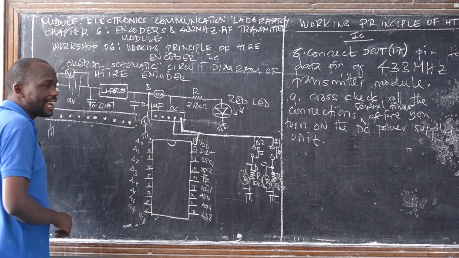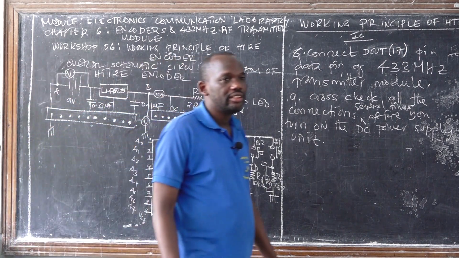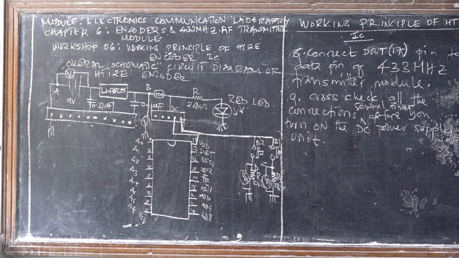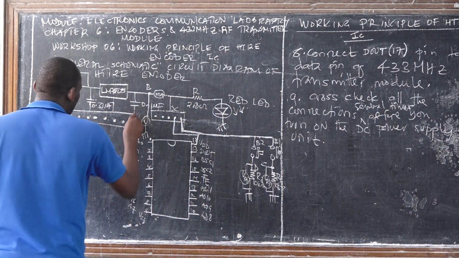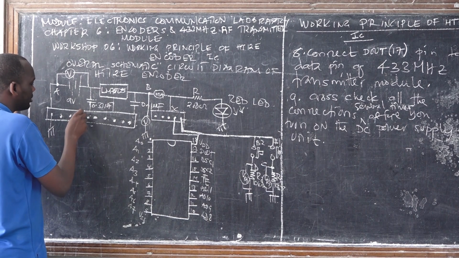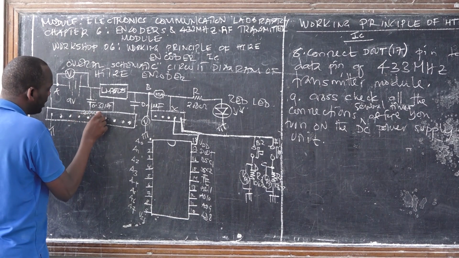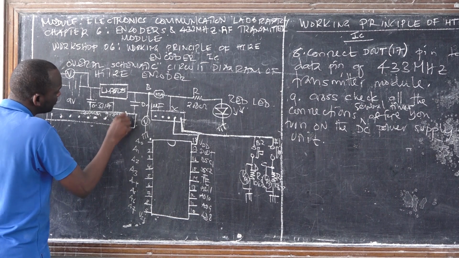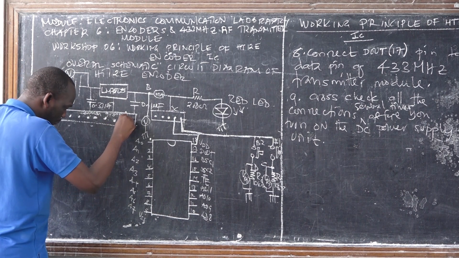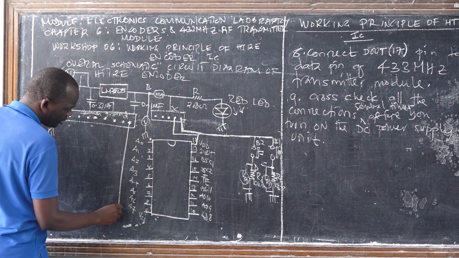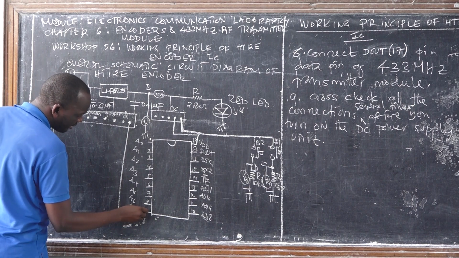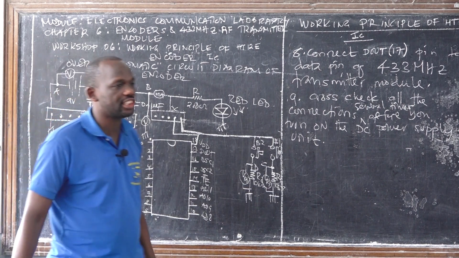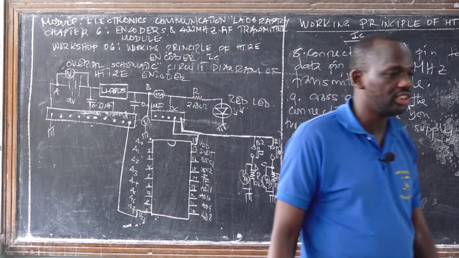Okay, then the second step. I say read the second step because you have to follow those steps. So where is common ground? This is common what, class? Common ground. So we take one jumper and connect it to the ground. Ground is called the VSS. VSS is the abbreviation of what?